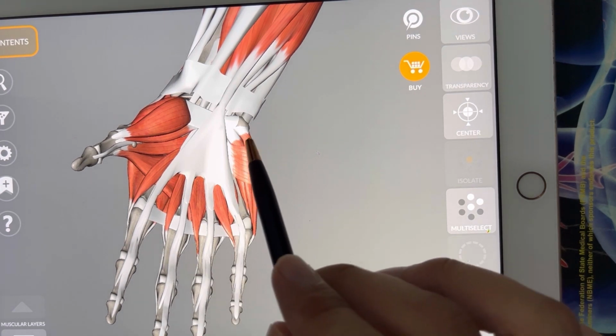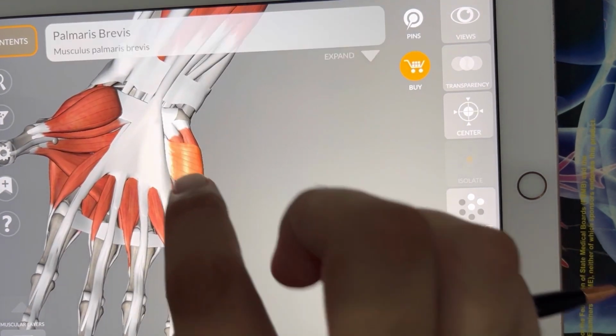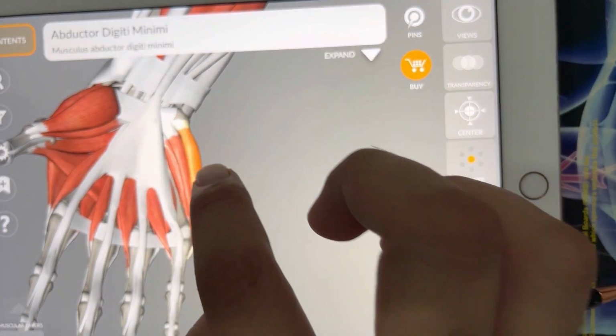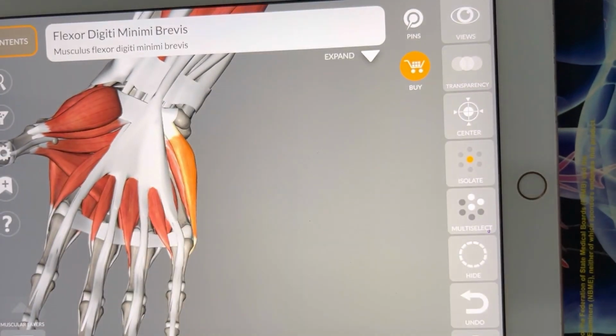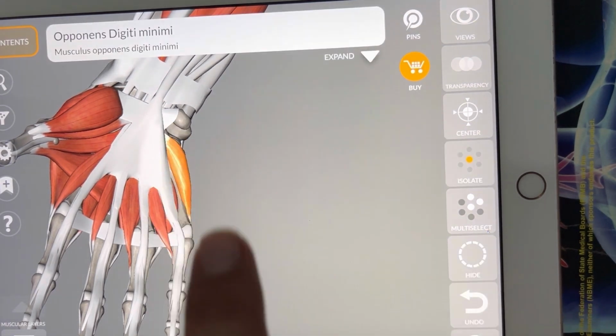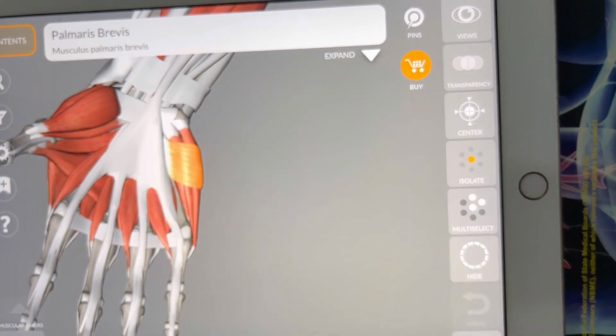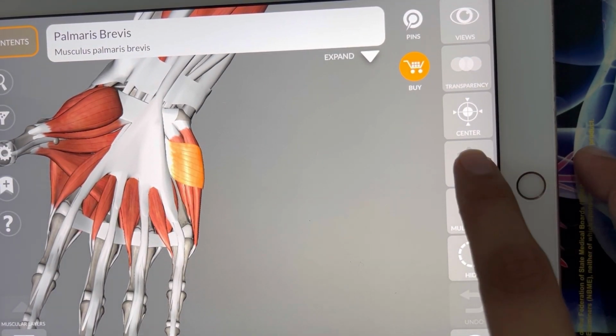Now student, the muscles in this area form the hypothenar compartment, which has the palmaris brevis muscle, the abductor digiti minimi muscle, the flexor digiti minimi brevis muscle, and the opponens digiti minimi muscle. So student, first we will discuss the anatomy of the palmaris brevis muscle.